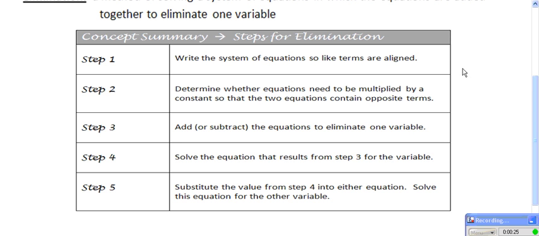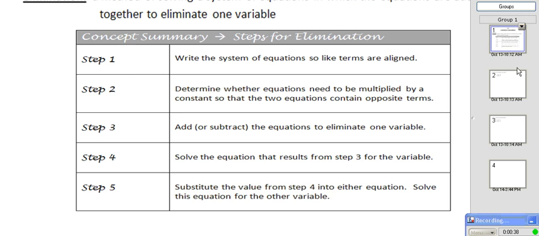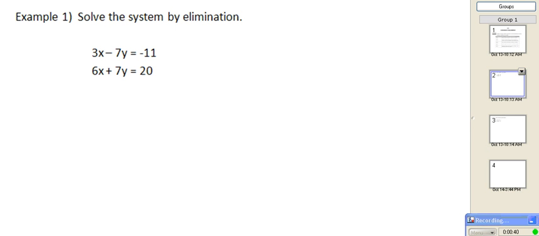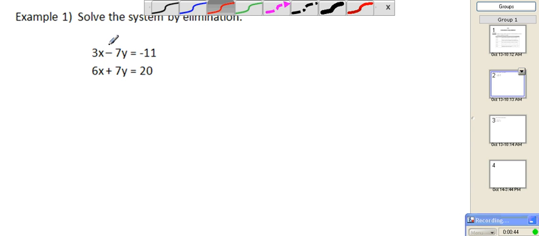Step 1 is to write the system of equations so that like terms are aligned. That's the big one. And then these other steps, you'll see how they come into play through some of these examples. So you'll have those to refer to. You have your two equations here. The biggest thing is step 1, that your like terms are aligned, so your x's are aligned and your y's are aligned.